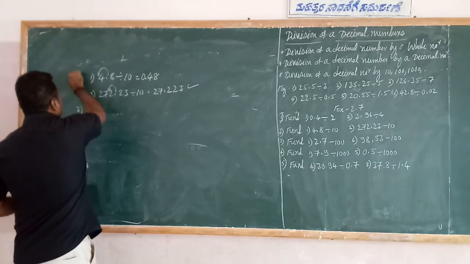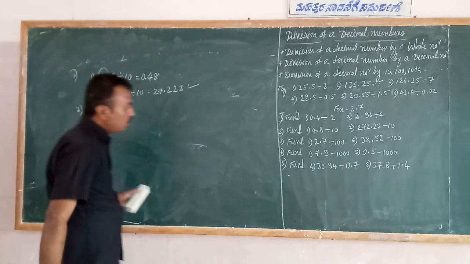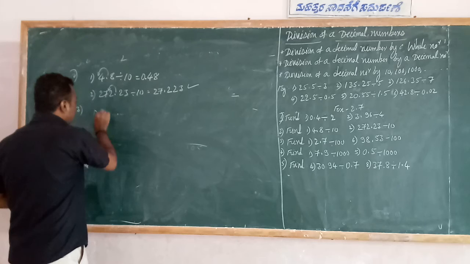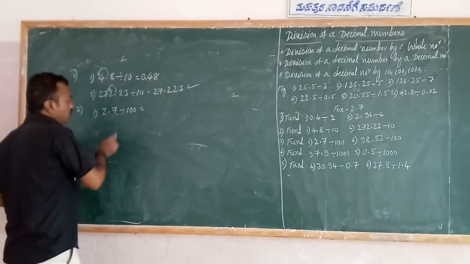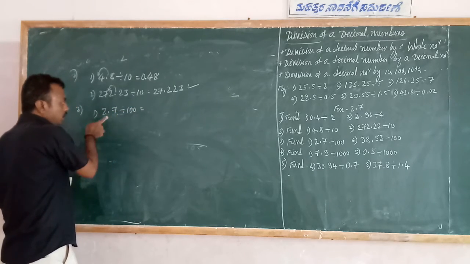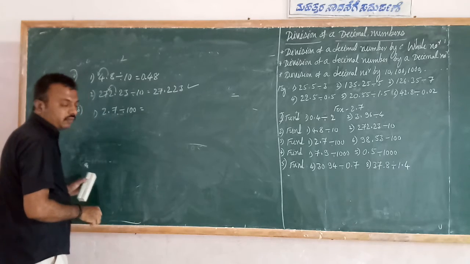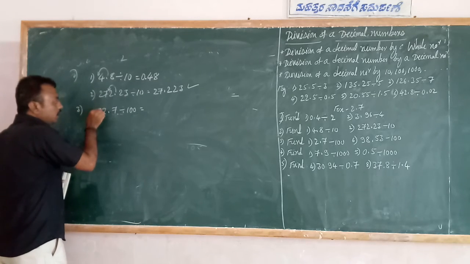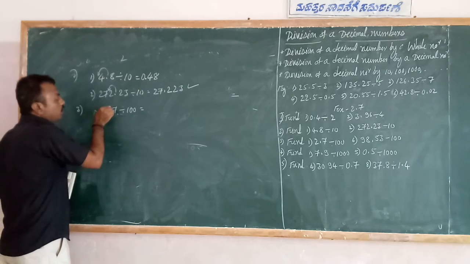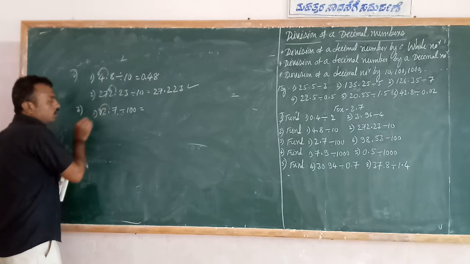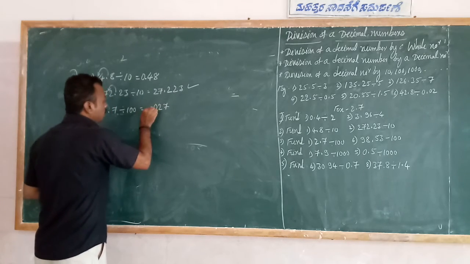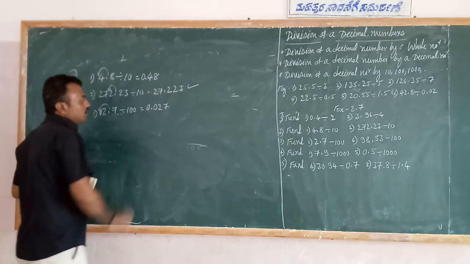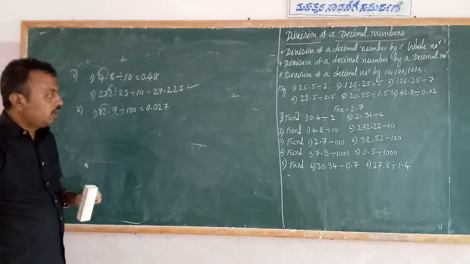Third one, first one, second one. So what is that? 2.7 divided by 100. Here, how many 0s are there? 2 zeros. That's why you have to shift 2 digits to the left side of the number. But here only one digit is there. That's why you have to put one 0. The point goes before the 0 2. Therefore 0 2 7, nothing is there means here the point is there. Therefore 0.027 is the answer.